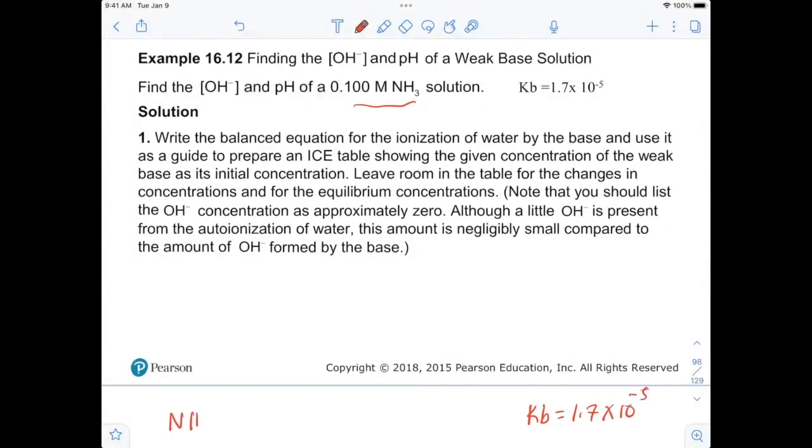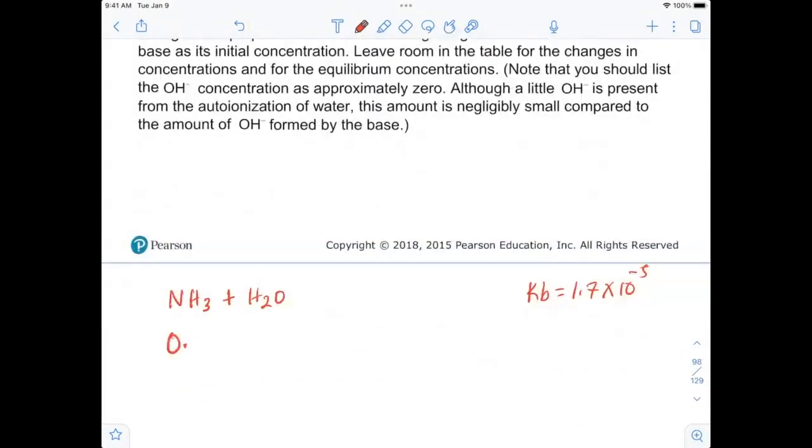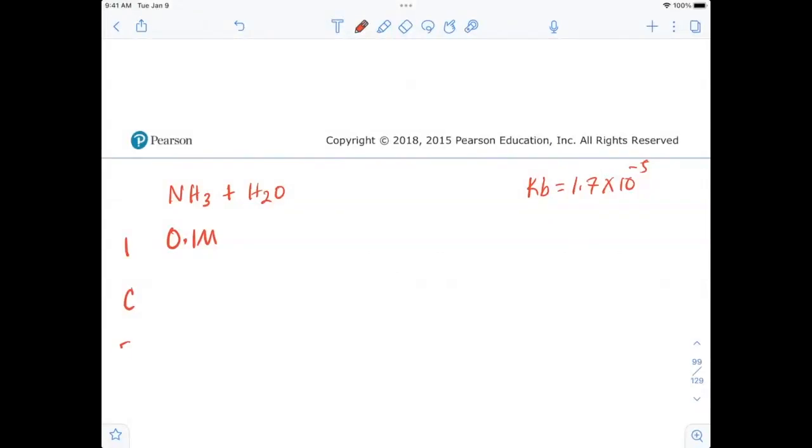And I'm going to be dealing with ammonia, NH3 plus H2O. I'm writing this down so I don't forget. This is going to be 0.1. Okay, 0.1 molar is the initial. And we're going to have, of course, change, and we're going to have equilibrium. And what they want from us here is OH first. What's the OH ion? And then from here, we want to get what the pH is.